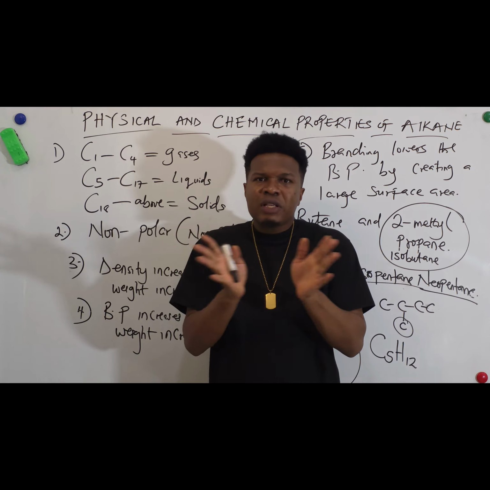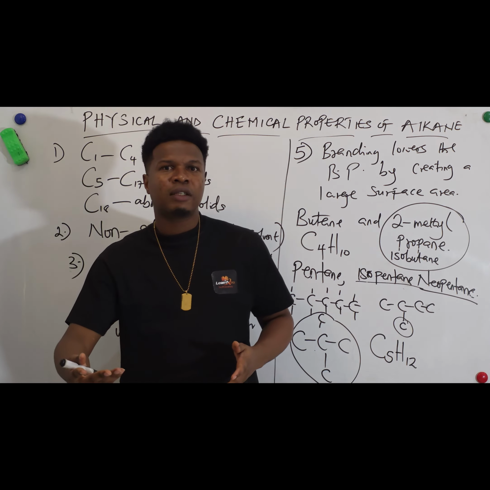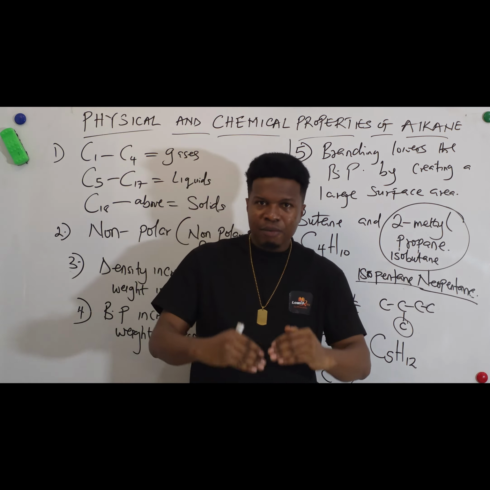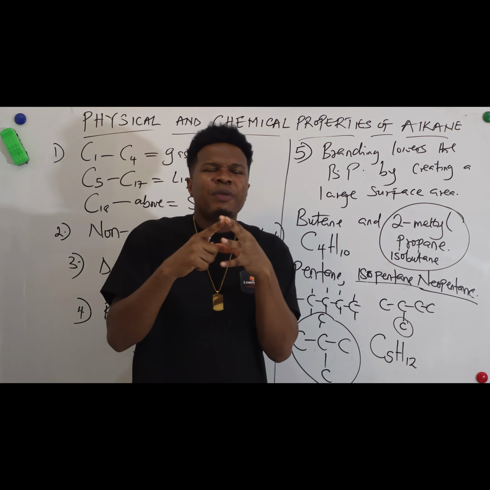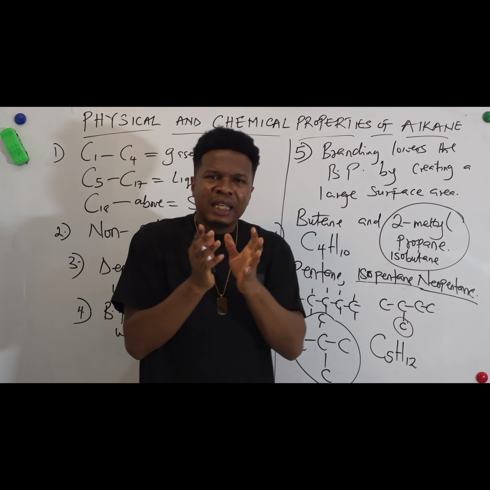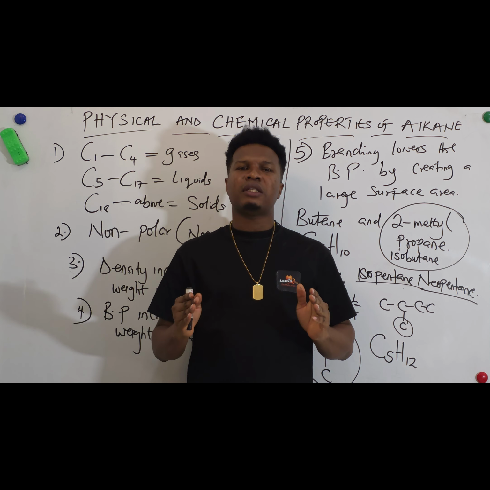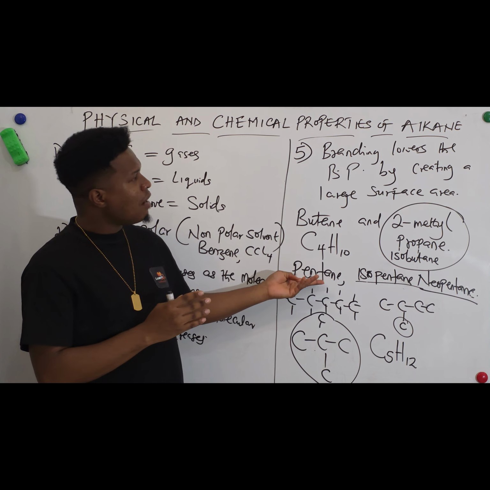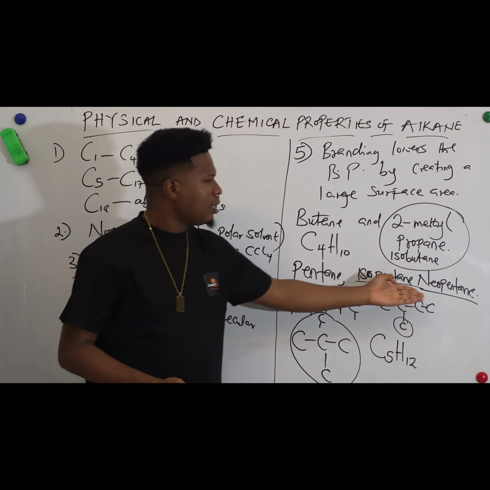So a larger surface area decreases the boiling point, so it does not take time for it to boil. But if the surface area is very small, it takes time for it to boil. So branching increases the surface area and decreases the boiling point. Okay? So that is why we justify that pentane does not have any branch. So definitely the boiling point will be higher than this and than this.